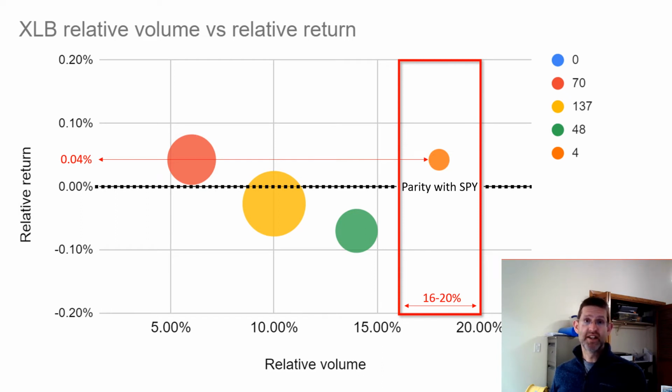So finally, the orange dot corresponds to the 4 days when XLB's volume was 16 to 20% of SPY, so very high. On those 4 days, XLB had a positive return. However, 4 days out of 260 total is not statistically significant in my opinion, so I would ignore that data point.